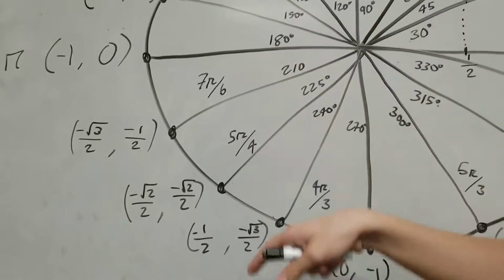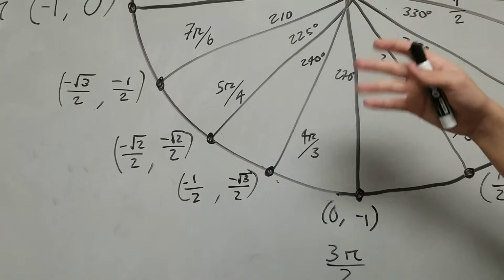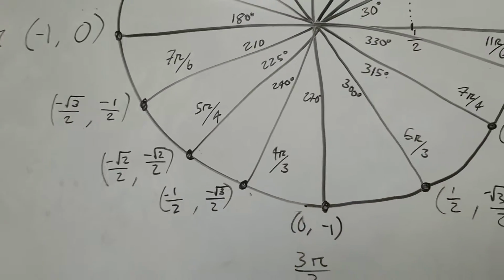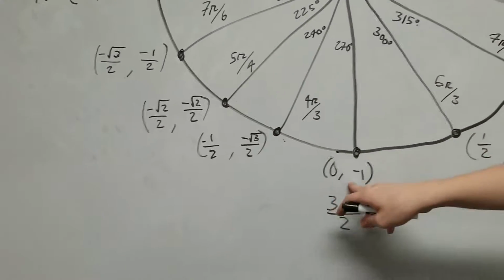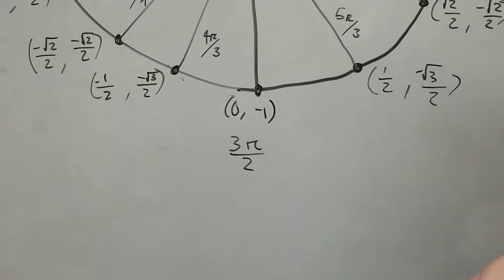Moving on to the third quadrant, we essentially have the same whole set of fractions, except now both sides are negative. So you have negative radical 3 over 2 and -1 over 2, and so on and so forth. And then over here we have 0 and -1, just because it reaches the bottom part of the y-axis.